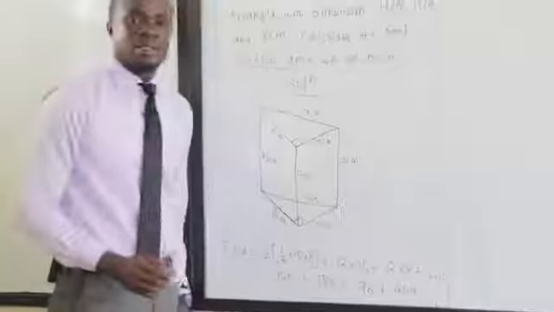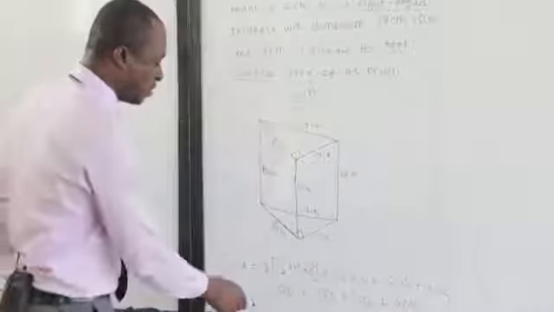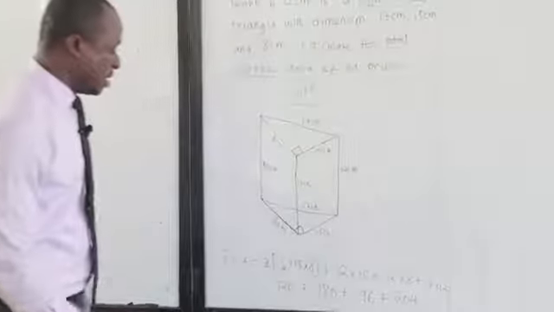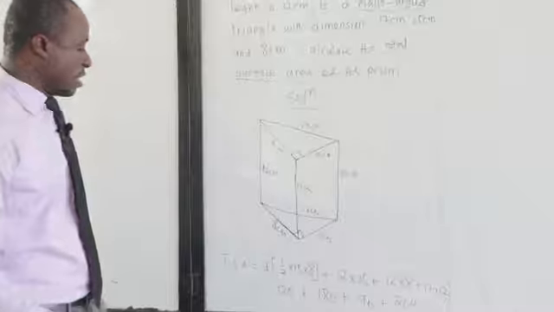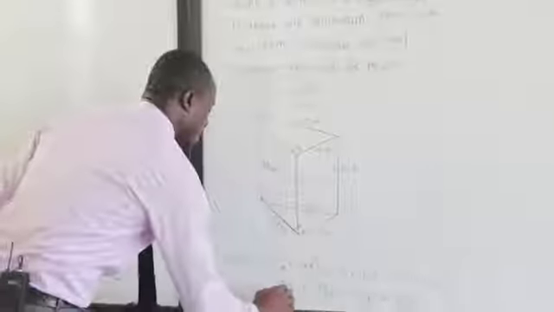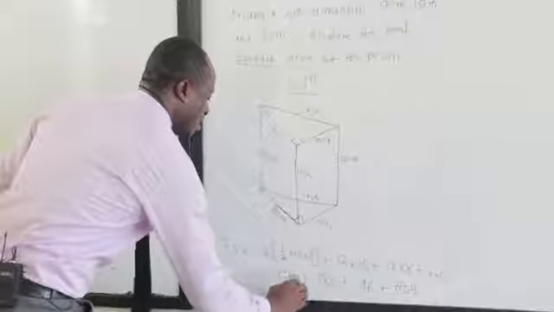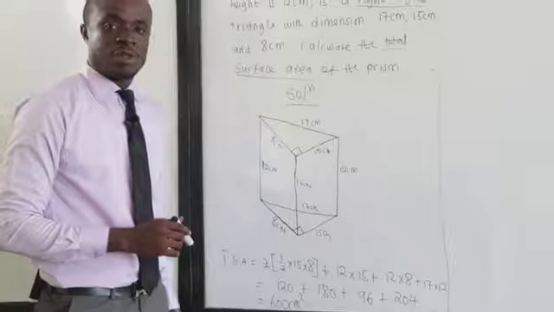You have your calculator, so please make use of the calculator. Clearly we have 120 plus 180 plus 96 plus 204. And this clearly would give us 600 centimeters square. That's how we find the total surface area of a prism.